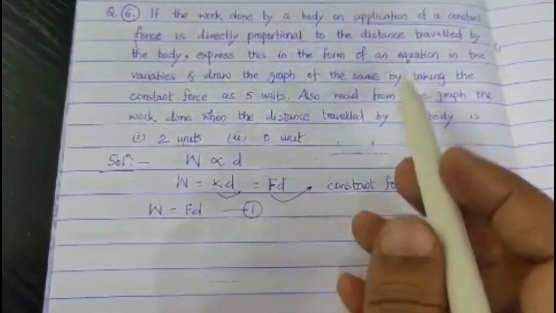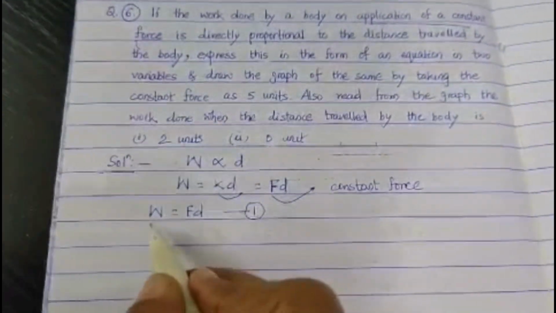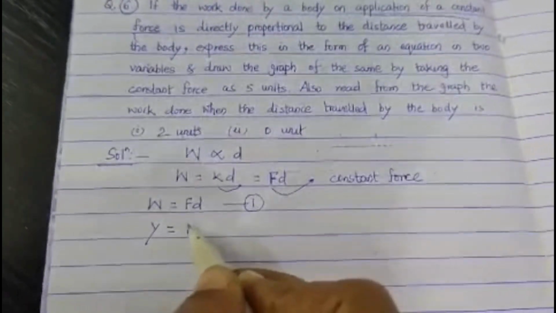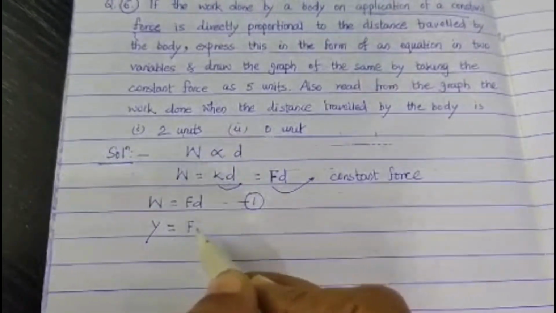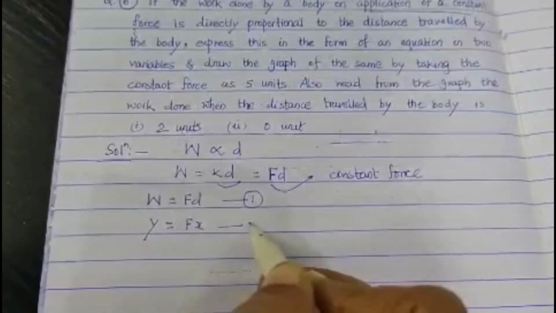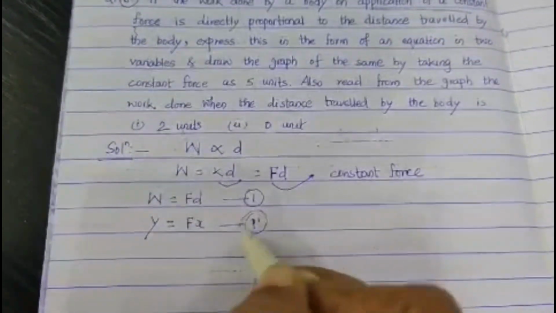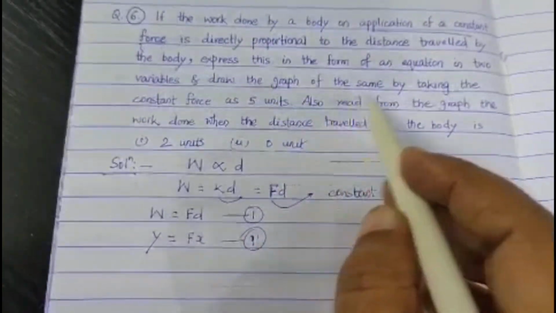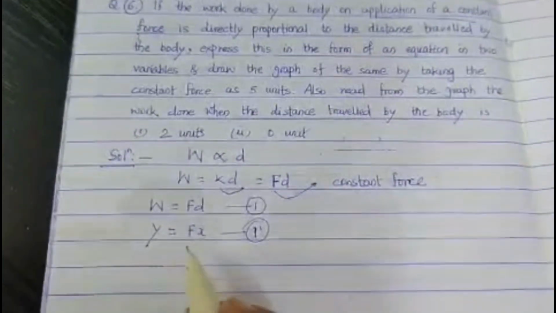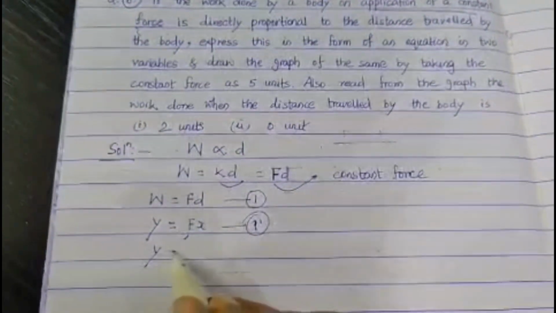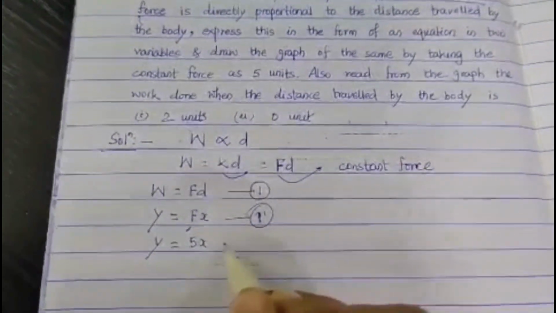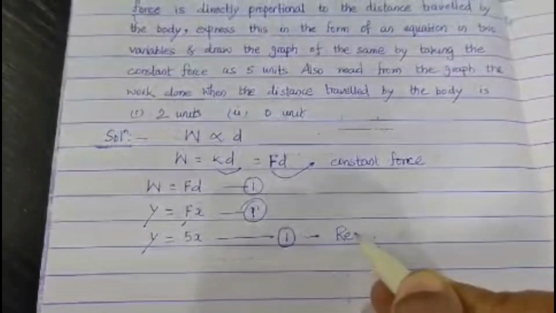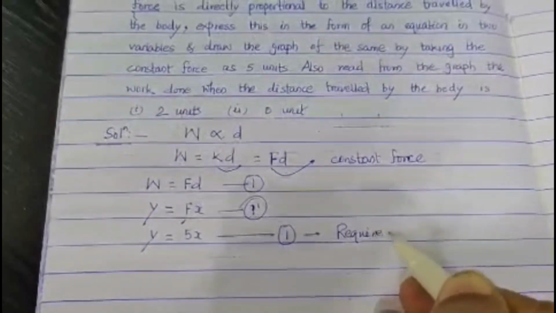Express this in the form of an equation. The equation will be like this: if we consider W as y equal to F and D as x, you can also write like this. Okay, and draw the graph of the same by taking the constant force as 5 units, so we have to take F as 5. So y equal to 5x. This will be the required equation which we have been asked.